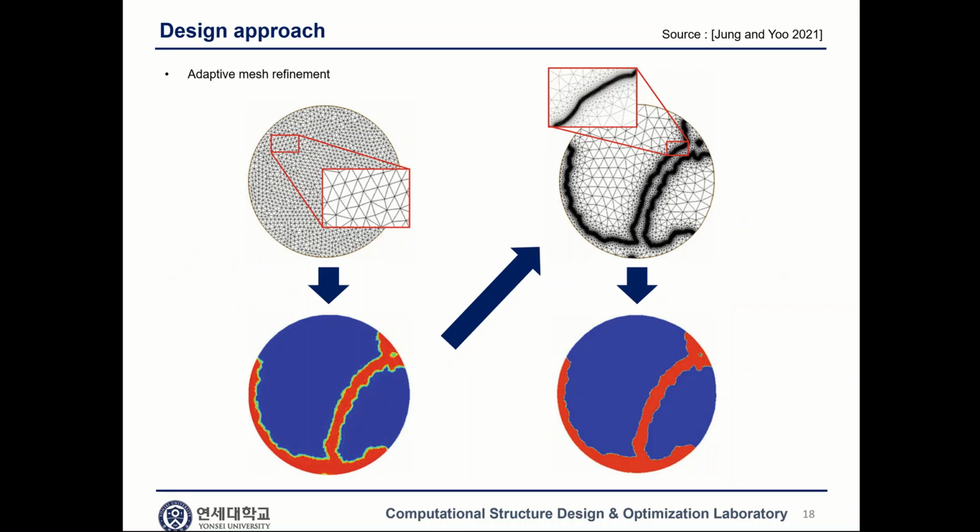Last thing is the adaptive mesh refinement. The adaptive mesh refinement helps the role of the new interpolation scheme. It refines the mesh size around the regions where the value of the design variable is sharply changed, that is, the structural boundary. Therefore, the effect of the new interpolation scheme is maximized.